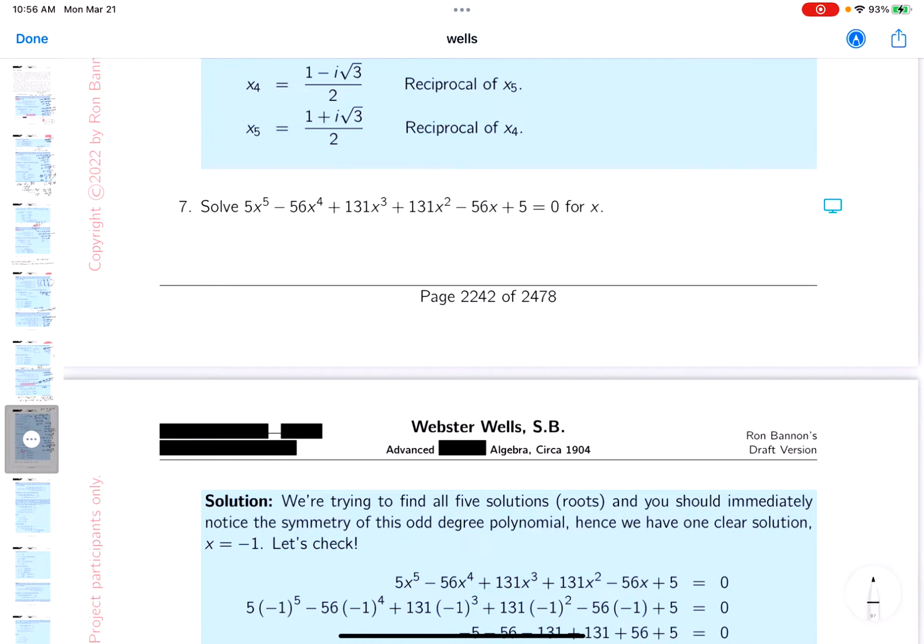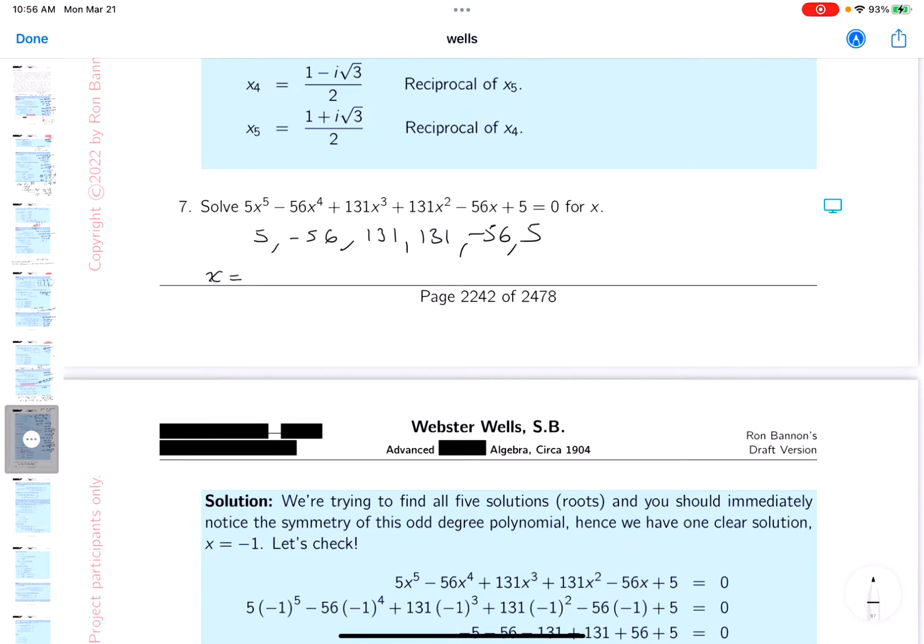Again, looking at the question, solve that equation, fifth degree polynomial, generally speaking, very difficult. I'm going to look at the coefficients. I immediately notice a good deal of symmetry. And a good rational root there would be plus or minus 1. 1 would not cut it, though. But minus 1 will.